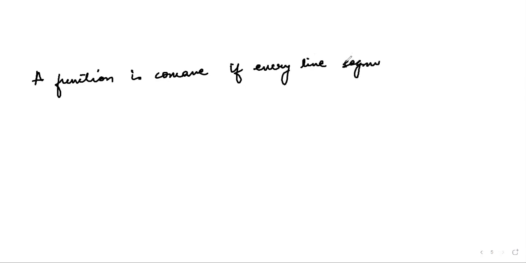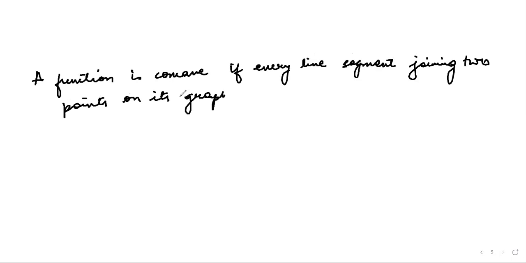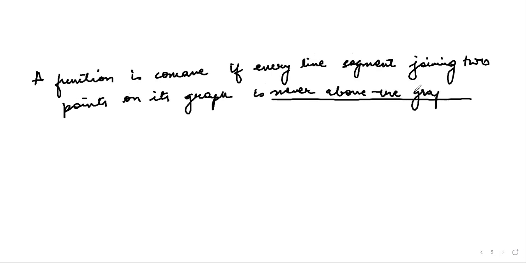So a function is concave if every line segment joining 2 points on its graph is never, please read this carefully, above the graph. Let me explain you what this means.